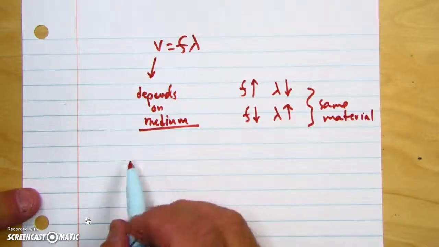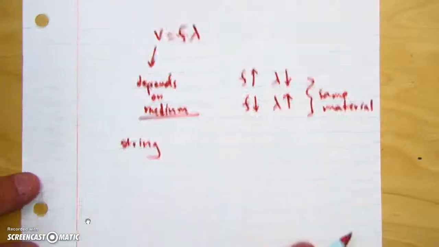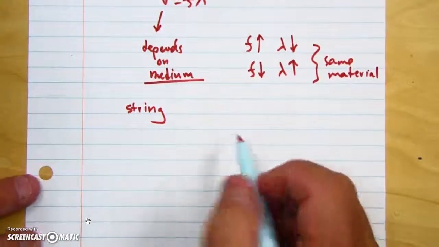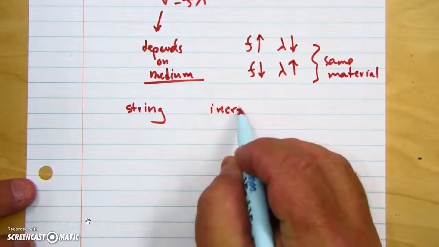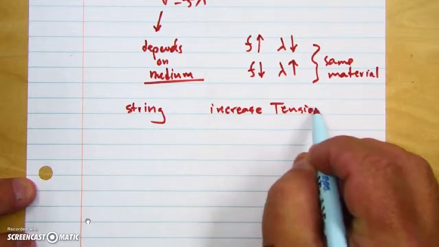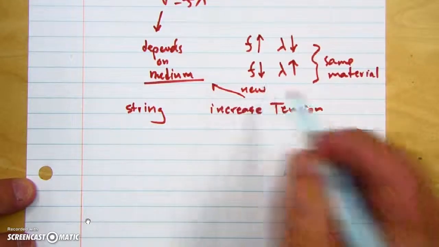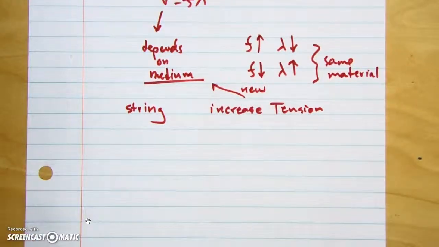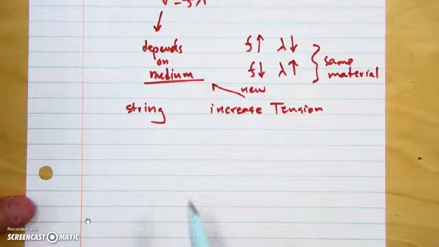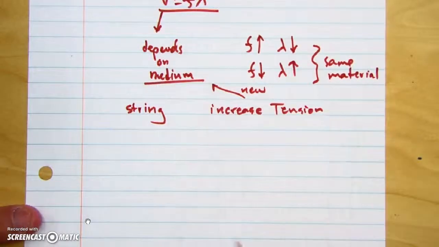One way to see this is a guitar string. With a string, what happens is, as I increase tension, increasing tension in the string is almost like I'm creating a new medium. So therefore it changes how fast it moves as you pull it tighter. And more on that, that'll probably get its own video when we talk about that in greater detail. So velocity equals frequency times wavelength.